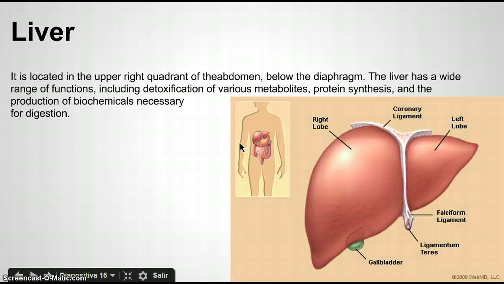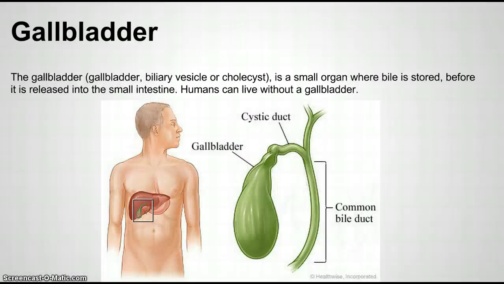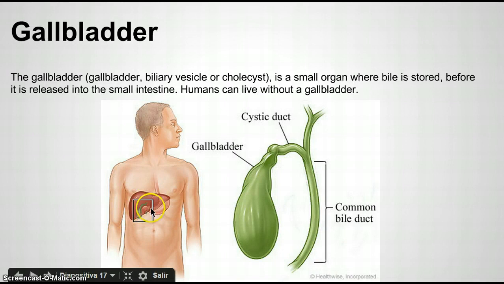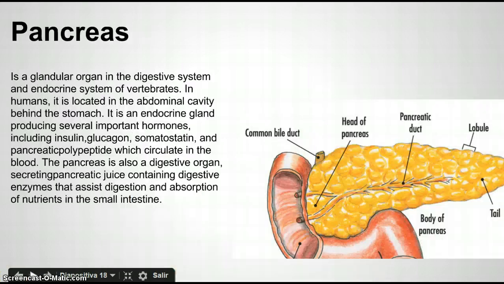Liver. It is located in the upper right quadrant of the abdomen, below the diaphragm. The liver has a wide range of functions, including the detoxification of various metabolites, protein synthesis, and the production of biochemicals necessary for digestion. Gallbladder. The gallbladder is a small organ where bile is stored before it is released into the small intestine. Humans can live without a gallbladder.